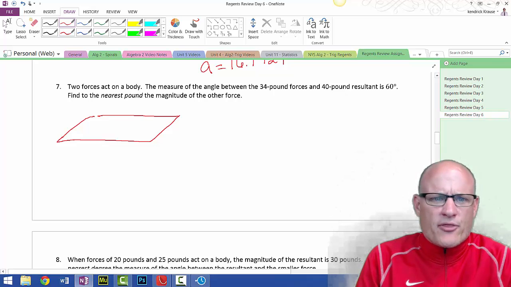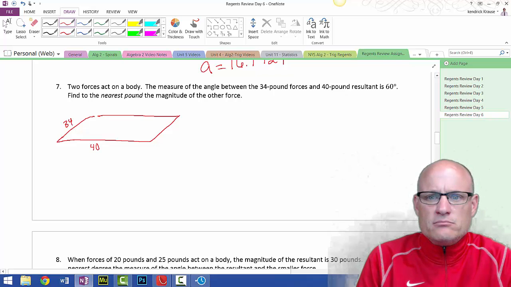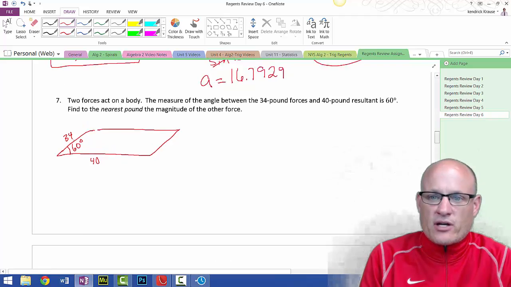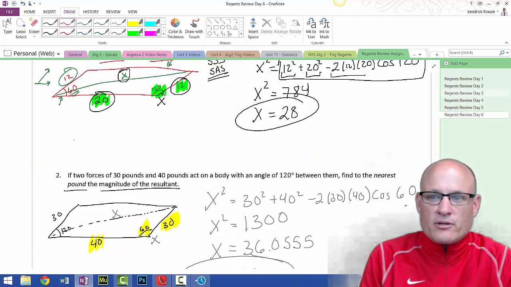So we have a 34-pound force. There's the small one. And a 40-pound force. There's the big one. And so the measure of the angle between the 34-pound force and the 45-pound force is 60 degrees. Did I do this one already? Because if I'm doing multiple duplicates, it just sounds familiar. Sounds like the first problem we did.